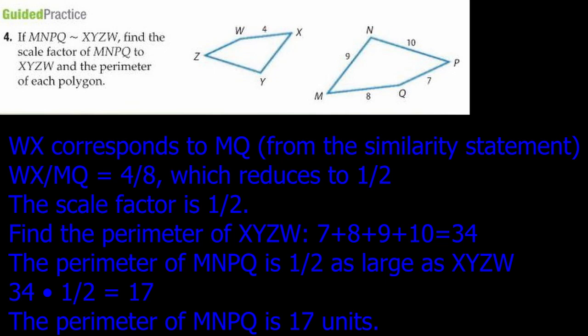So again, find the scale factor by comparing the two sides that you know and reducing the fraction they make. So WX and MQ in this specific problem. And again, we knew it had to be MQ with WX because W and X were the first and last points in the similarity statement in the problem, and M and Q are the first and last points from the similarity statement up there. We reduced those to 1/2, found the perimeter of the larger figure by adding up all the sides to get 34, and multiplied the scale factor times the perimeter. 1/2 times 34 is 17, so the perimeter of the figure we don't know is 17.